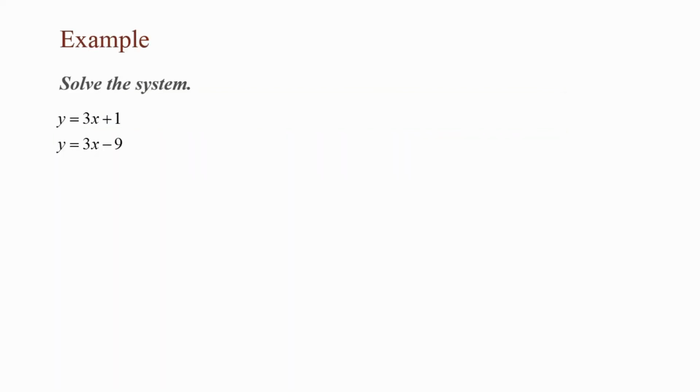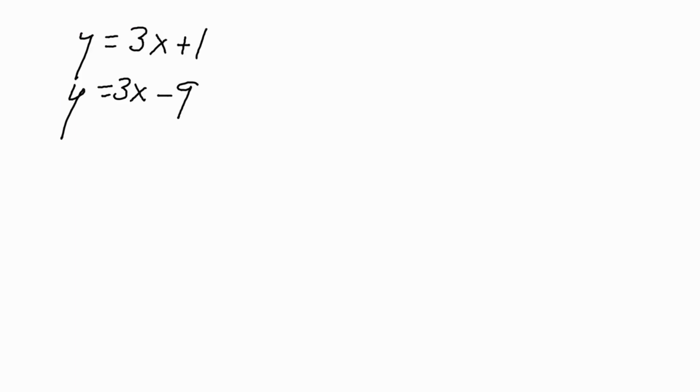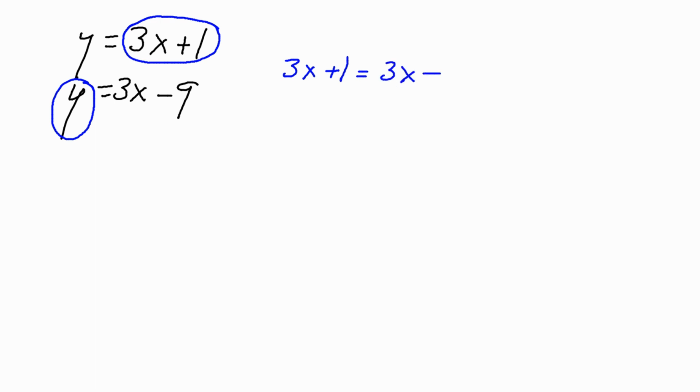In this example, we want to solve the system y equals 3x plus 1 and y equals 3x minus 9. Because both my equations are y equals, I can use substitution. So I'm going to substitute 3x plus 1 into my second equation for y. So the result's going to be 3x plus 1 equals 3x minus 9.